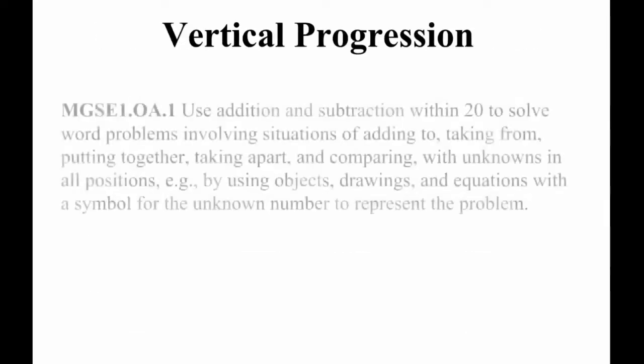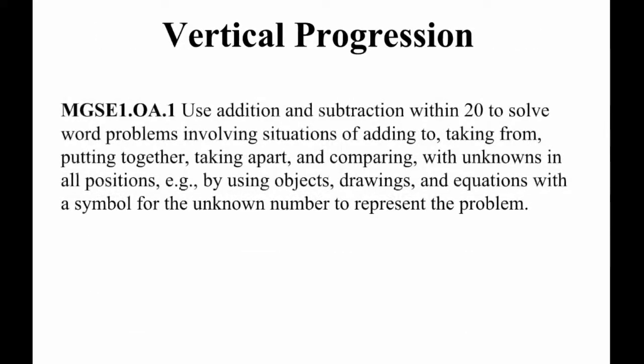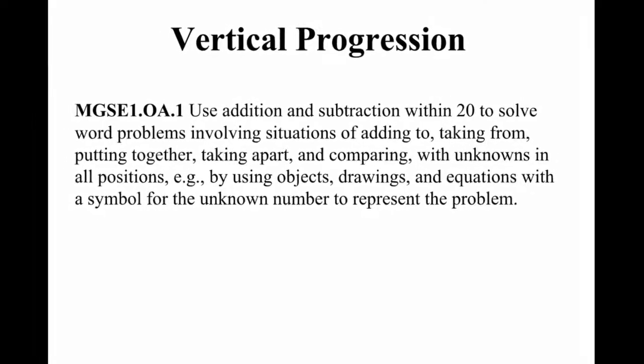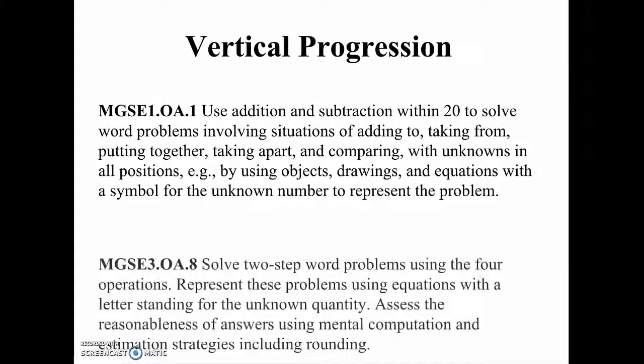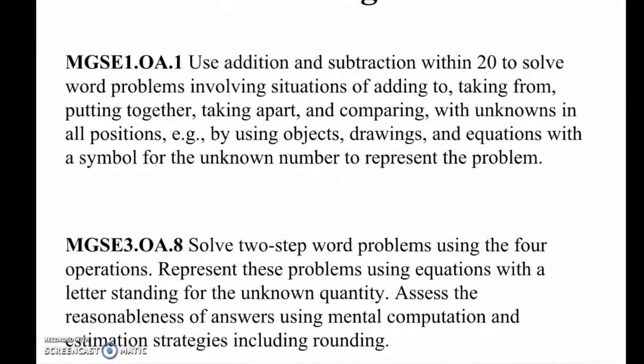This standard builds on the first grade standard OA1, which features adding and subtracting within 20 with the same 5 situations cited in the second grade standard OA1. That is, adding to, taking from, putting together, taking apart, and comparing, as well as unknowns in all positions. So really, the only two differences between the first and second grade word problem standards are the size of the numbers and the number of steps required to solve the problems. Finally, second grade OA1 prepares students for the third grade word problem standard that will feature all 4 operations.